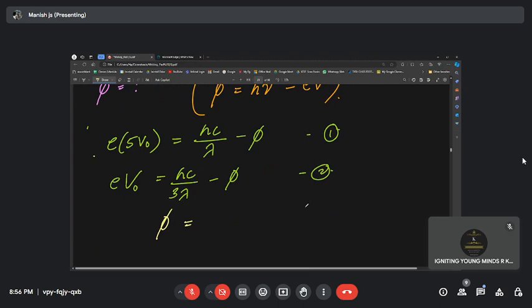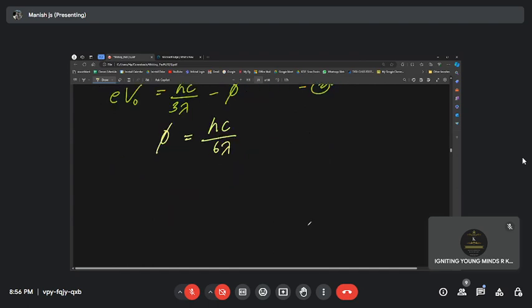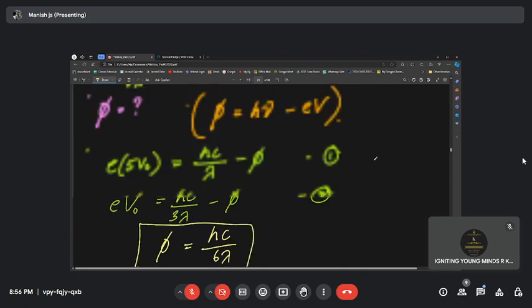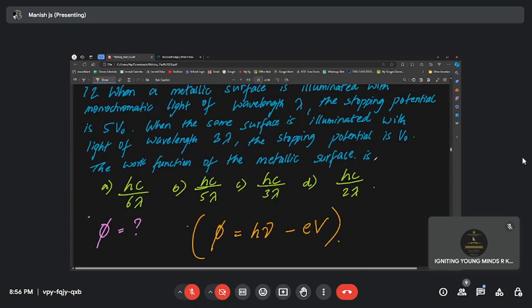Sure. Both the equations now you can take, no? You can just sum up the equations. So what happens in that case? You will get HC upon 6 lambda, right? Yes, so you will get HC by 6 lambda. You don't equate for 5, you just need to add the equations. So add the equations and then you will get the answer as HC upon 6 lambda. So that is the work function. Simple. So that's your answer. So the answer is option A in this case.